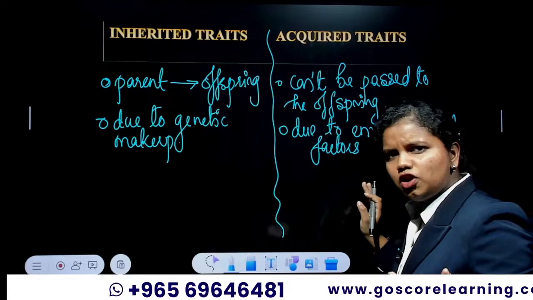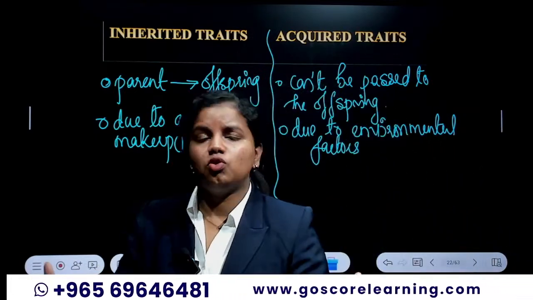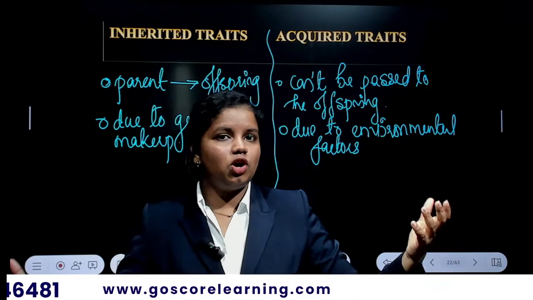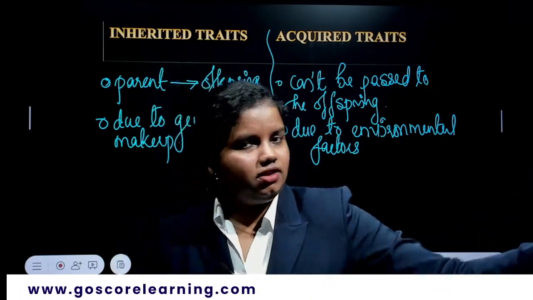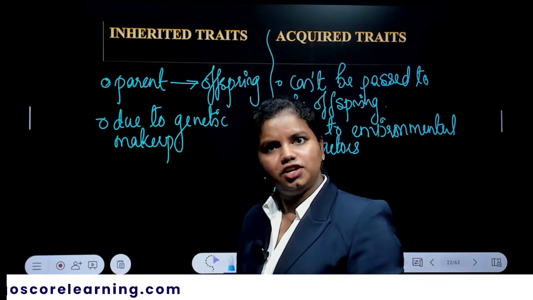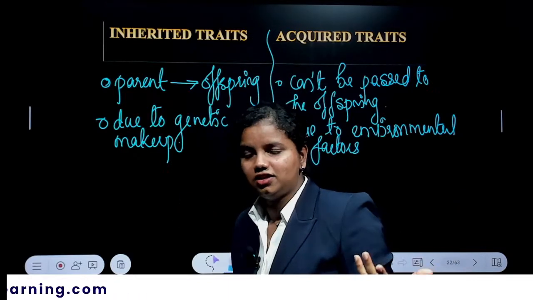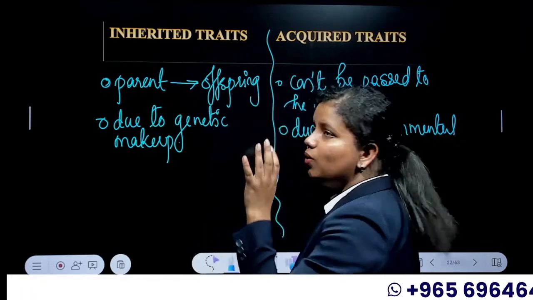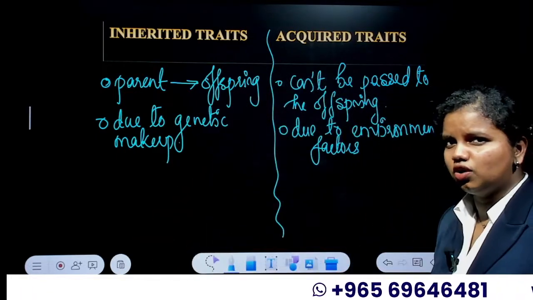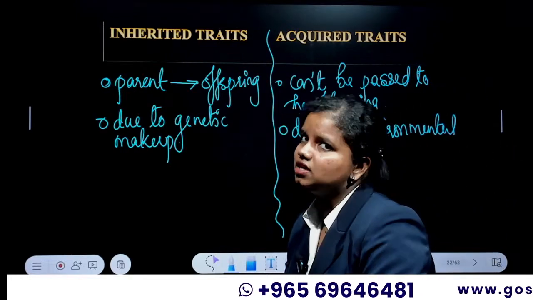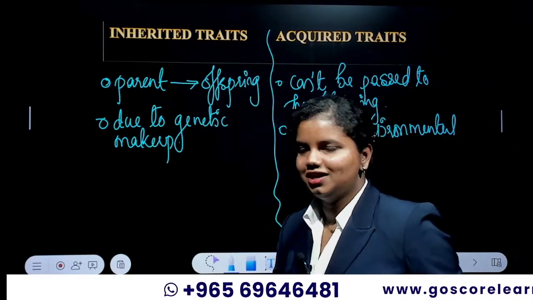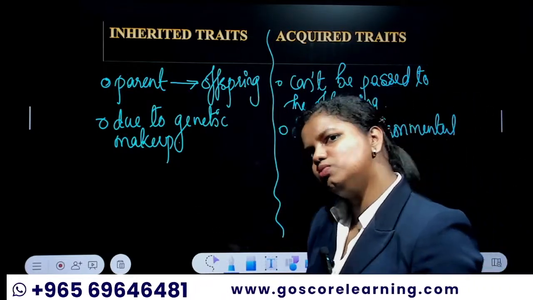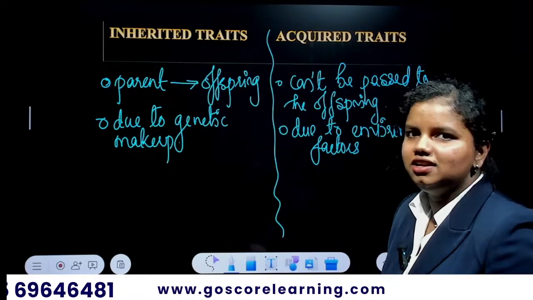Here, it's some environmental factor. Maybe you wanted to learn music or dance, so you went and had some classes and you acquired that particular skill. Then it is your acquired trait, and it is not going to your offspring. Just because you know how to dance, that doesn't go to your offspring, right? So such characters are due to environmental factors. Maybe you just had an interest in it.